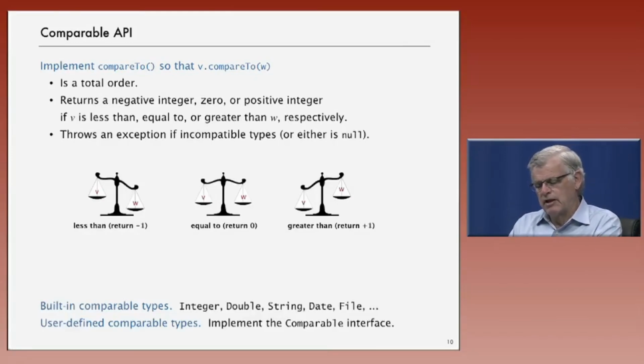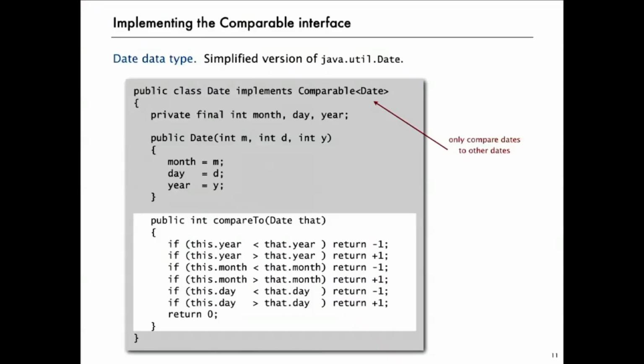Now, if we're going to implement our own type, then we have to go ahead and implement the comparable interface according to these rules. And usually that's fairly straightforward. So here's an example. It's a simplified version of the date class that's implemented within Java, just to show the idea of implementing comparable. So after the class declaration, we write implements Comparable, and then we fill in the generic with the same type because we're only going to compare dates to other dates.